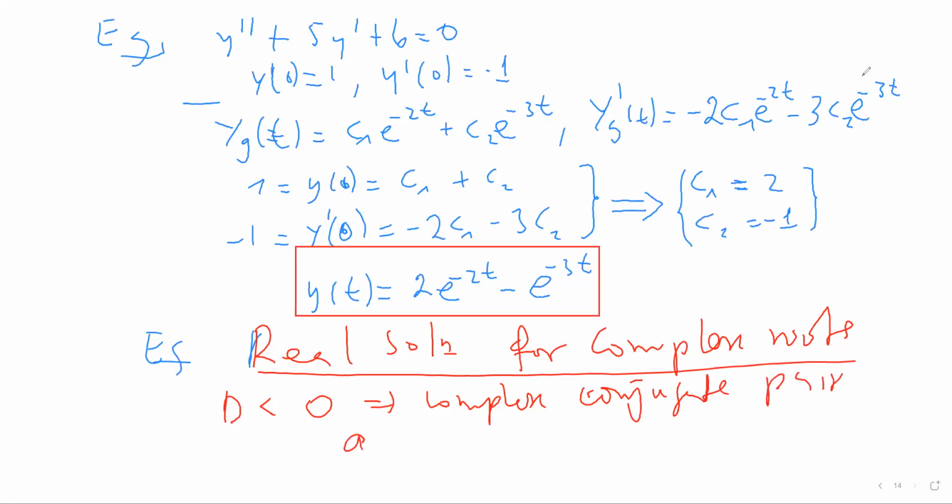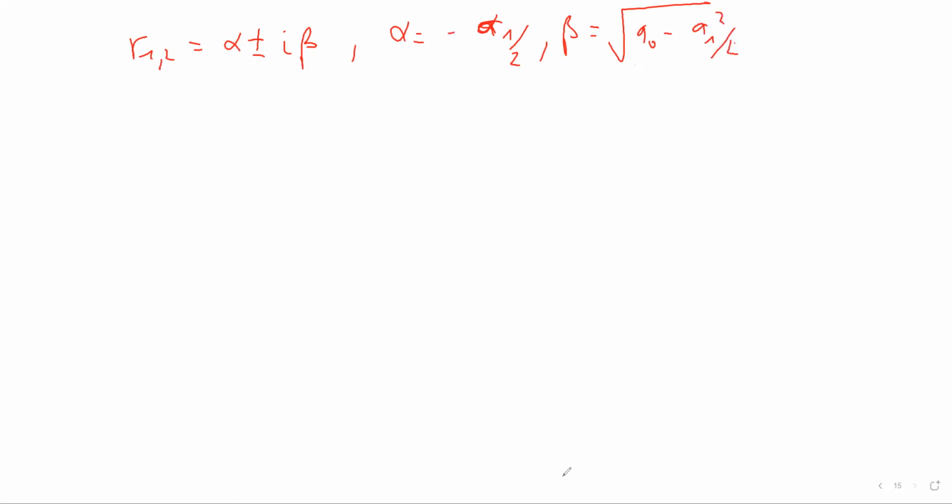So basically it means if a1 squared minus 4a0 is less than 0, then we have r equal to alpha plus or minus i beta. Maybe I should say r1,2 equals alpha plus or minus i beta, where alpha is equal to minus a1 over 2, and beta is equal to the square root of a0 minus a1 squared over 4.